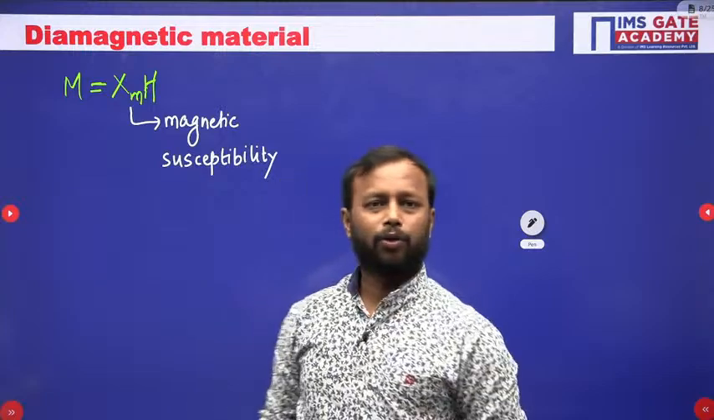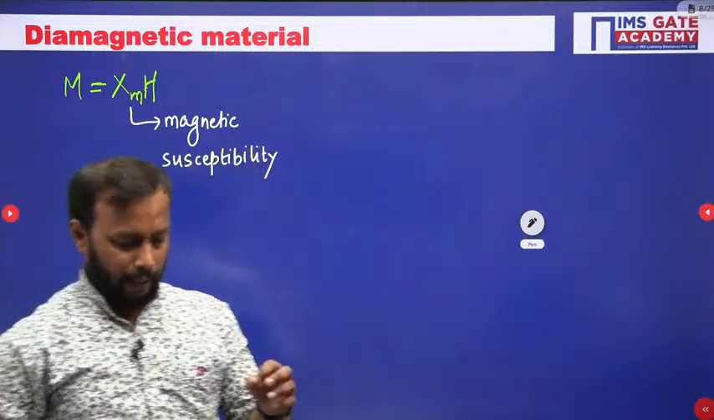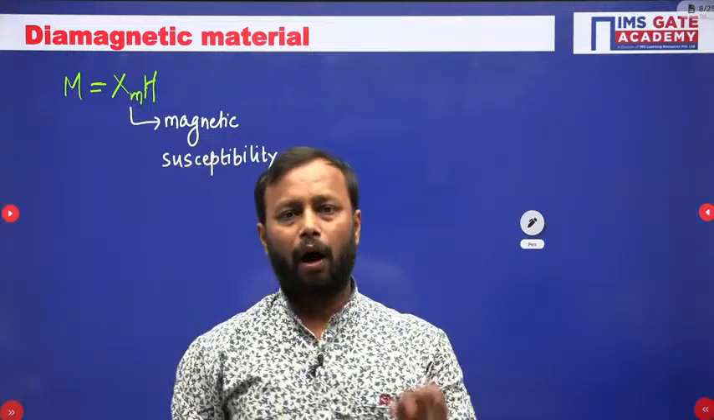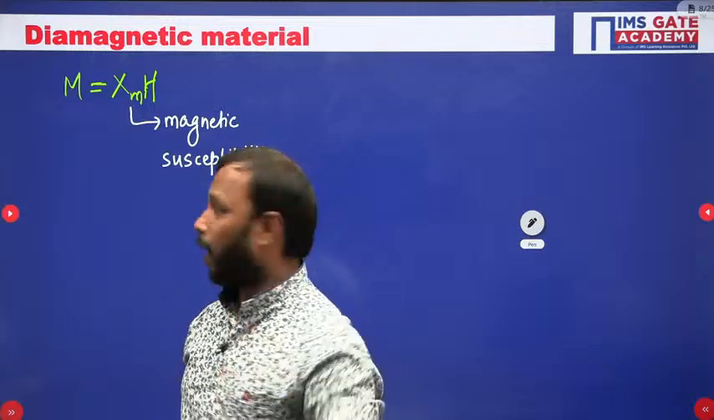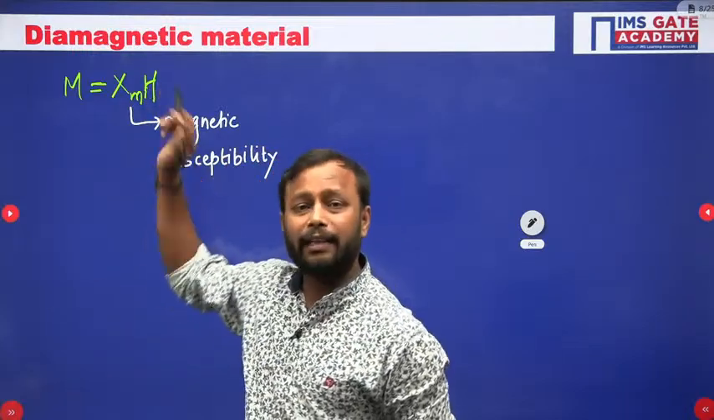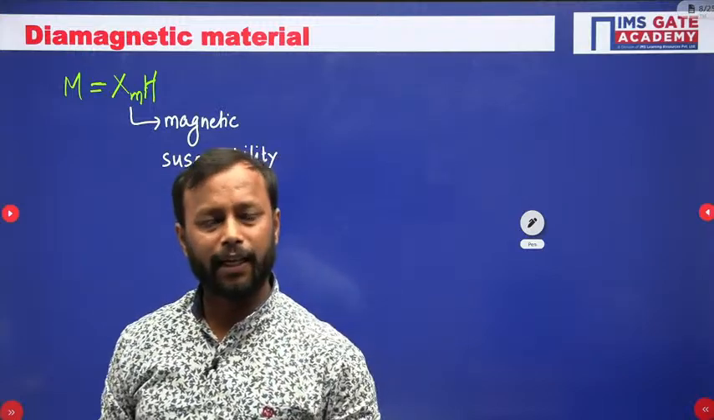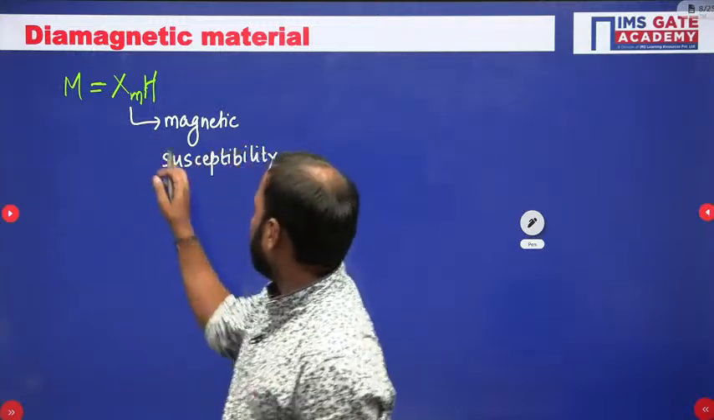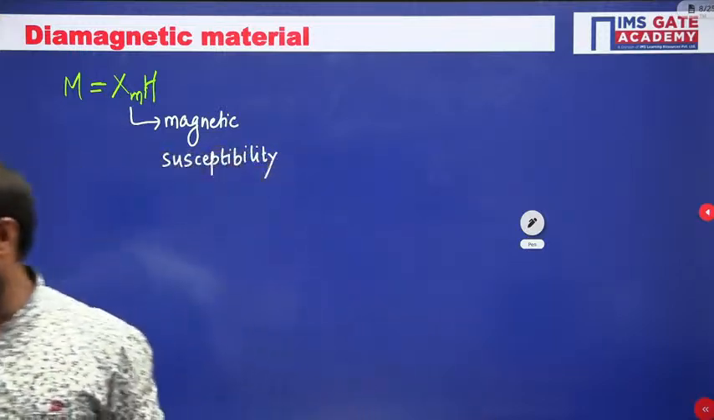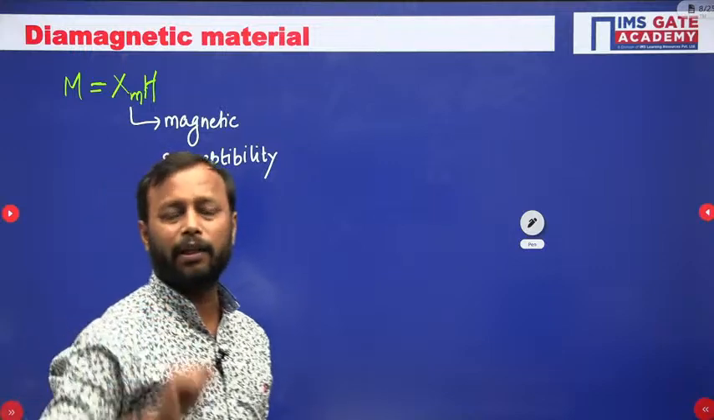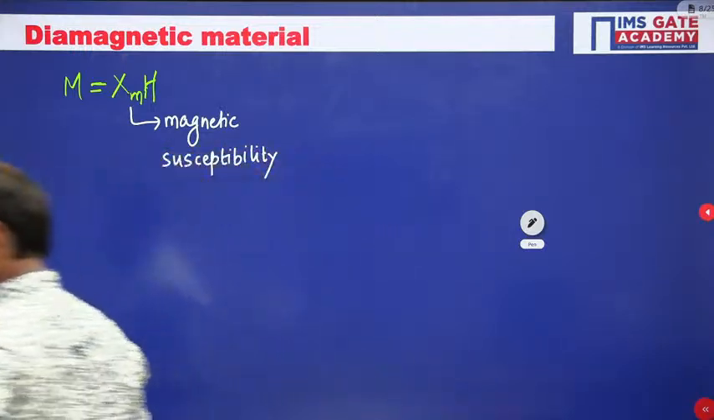Okay. So what do you mean by magnetic susceptibility? Anyone? It tells you how strongly your dipole is aligned when the magnetic field intensity is the same. When the magnetic field intensity is the same, the magnetic susceptibility will tell you how strongly the dipoles are aligned under the presence of an external magnetic field. Okay, all right.